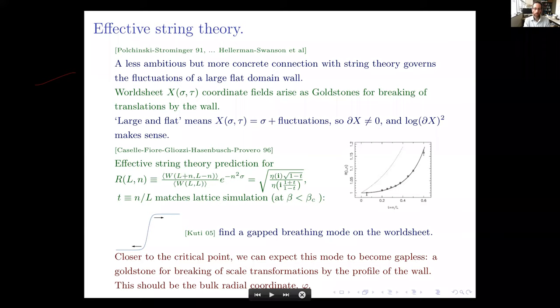Moreover, what I was referring to in answer to Q's question, around the same time, a little bit later, Julius Kudi and collaborators studied a large domain wall, and they directly studied the spectrum of the domain wall, in the ordered phase. And they find a breathing mode, which is depicted here, which describes fluctuations of the thickness of the wall. And in the ordered phase, that mode is gapped, but I think one can very reasonably expect that as you move closer to the critical point, this mode will become gapless and can be regarded as the Goldstone mode for the breaking of scale transformations at the critical point by the profile of the wall, which should be interpretable as the bulk radial coordinate. So I think there actually is some evidence for this extra dimension, at least in this limited context of studying fluctuations of a large string.